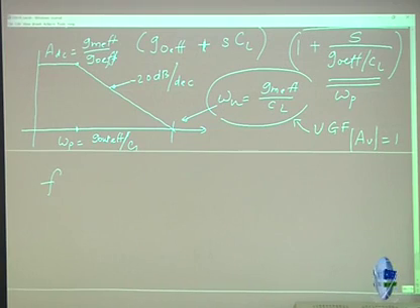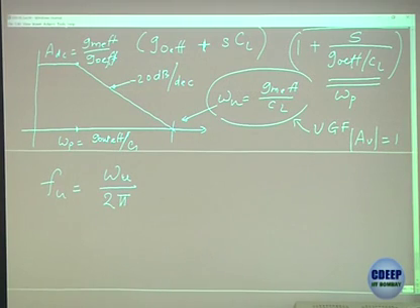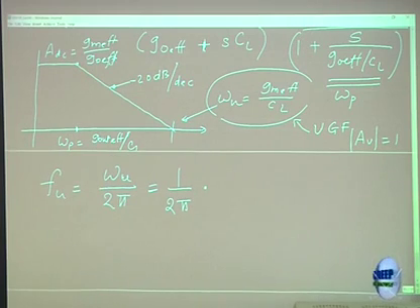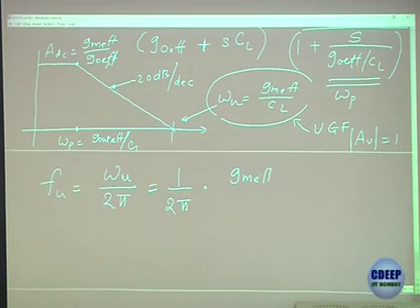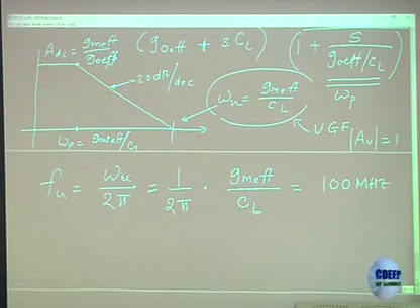So fu is equal to omega u divided by 2 pi, I think you all know that, right, which is equal to 1 over 2 pi times gm effective divided by CL, and that is given by 100 megahertz. Now, note that I have ignored all the transistor capacitances.